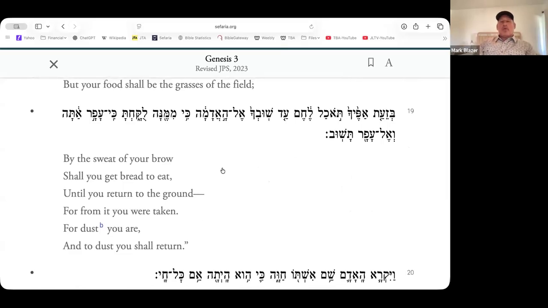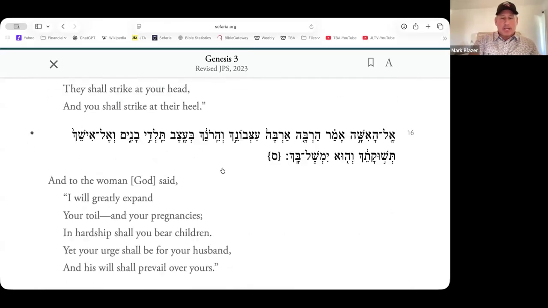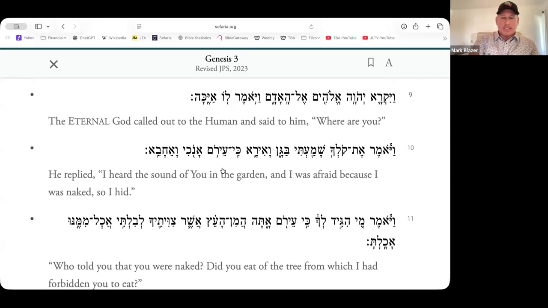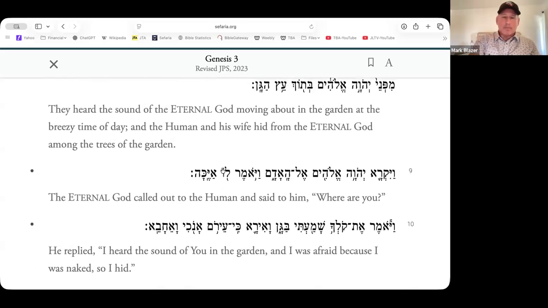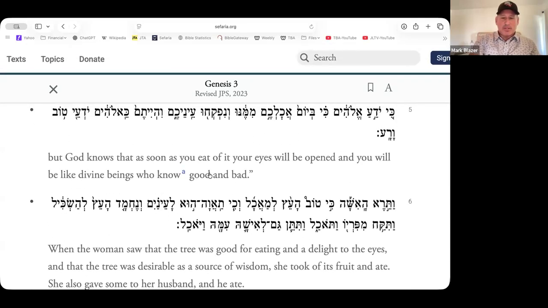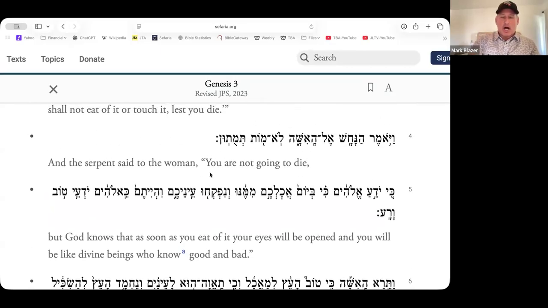So we read a lot just now, and I really feel like, again, we probably should have done this over two times, because we just read the story of the eating of the fruit. First of all, the fruit is not an apple. It doesn't say apple. It says that they were eating of the fruit of the tree of knowledge of good and bad.